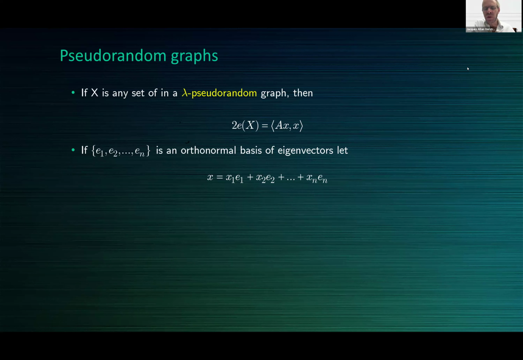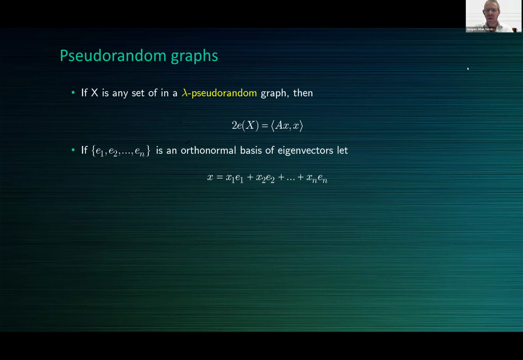And so when you compute the inner product AX with X, what you're really doing is you're saying, start in X and take one step and land up back in X, right? That's the significance combinatorially of that inner product. And so therefore you get twice the number of edges in X. So that links the number of edges in a set to the adjacency matrix of the graph in a simple way.